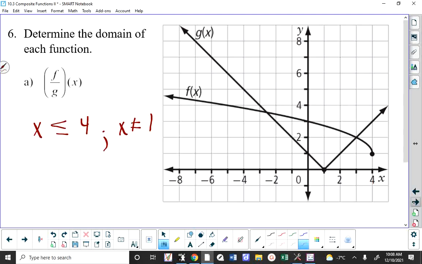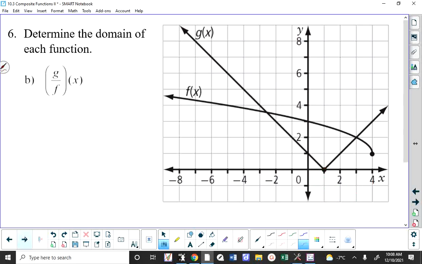Right. And remember, we're dividing by g of x. So where is g of x 0? Don't forget, when I say g of x, I mean the y coordinate on g of x. G of x is 0 right here. A function equaling 0 is an x-intercept of the function. And since we're dividing by g of x, you would be dividing by 0 at that x value of 1. So we have to include that.